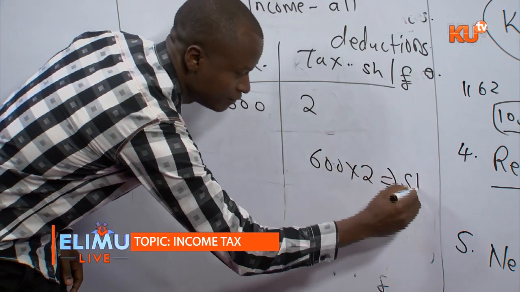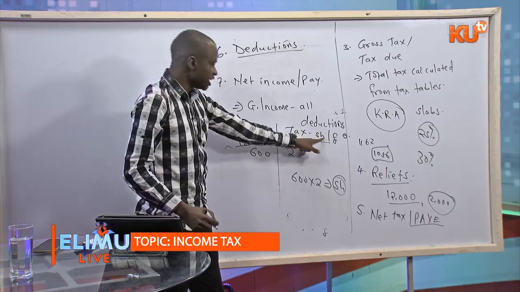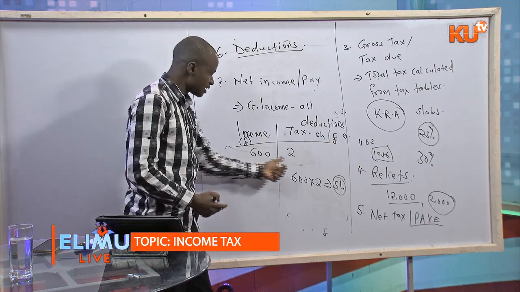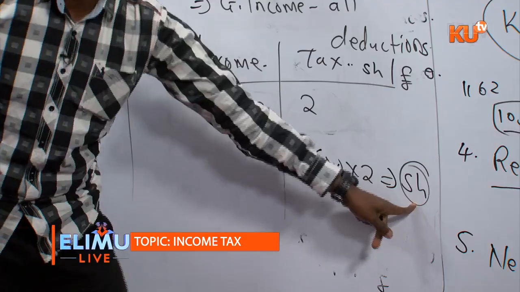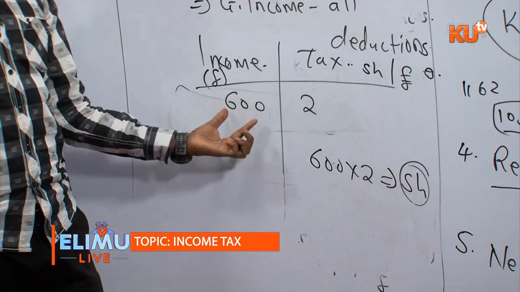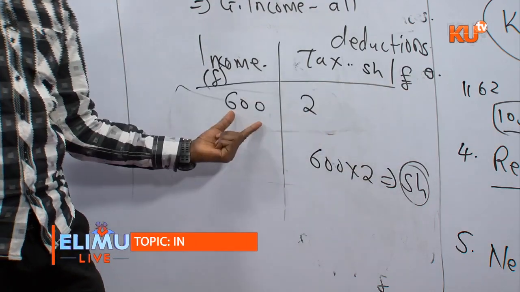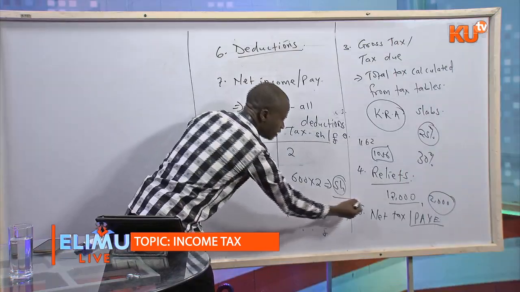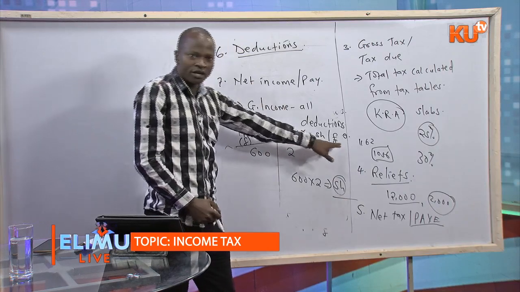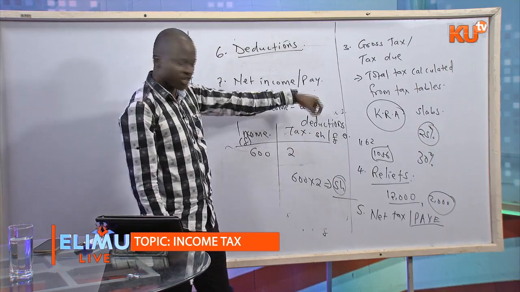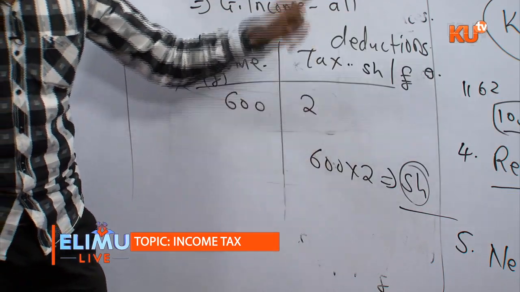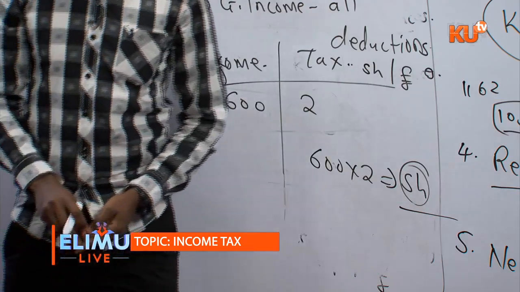And this answer will be in shillings, because the rate is shillings per pound. So for every pound, 2 shillings. So for 600 pounds, that will be 600 times 2. And the answer will be in shillings. I've had students struggle here knowing, after saying shillings per pound and you have 600, when you multiply, is this answer in pounds or in shillings? Then it is very clear when we say shillings per pound, for every pound you are charged 2 shillings. So for 600, that will be 600 times 2, which is 1,200 shillings. So you need to be very careful.